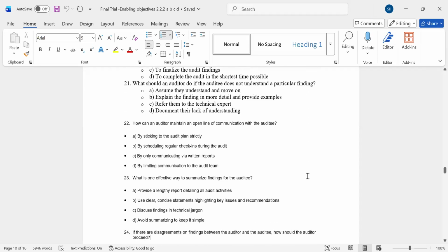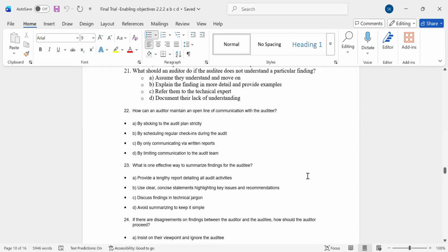21. What should an auditor do if the auditee does not understand a particular finding? A, assume they understand and move on. B, explain the finding in more detail and provide examples. C, refer them to the technical expert. D, document their lack of understanding. B, sir. Very good. B is the right answer.